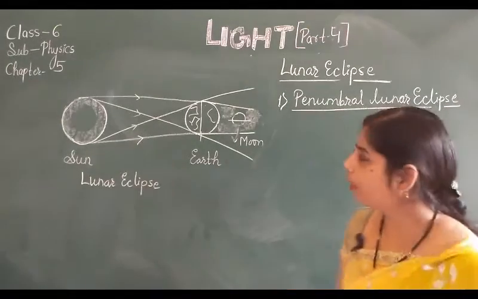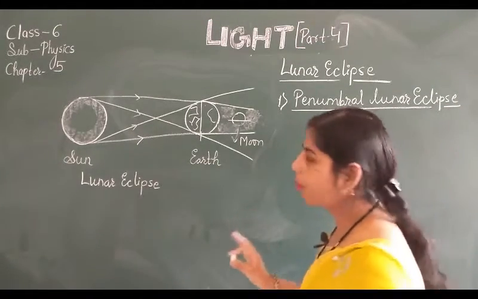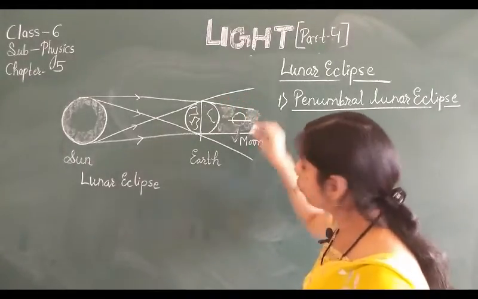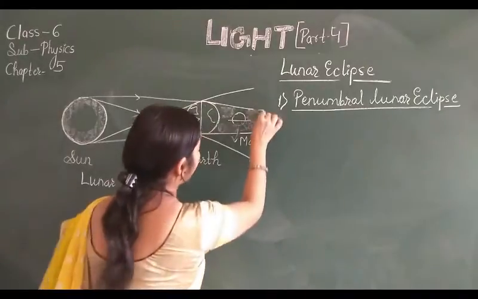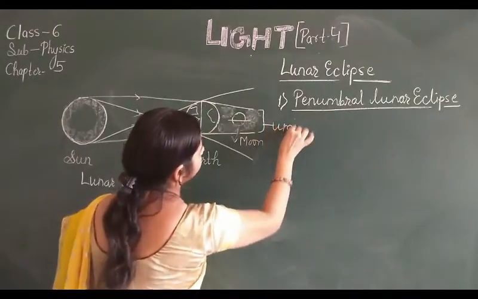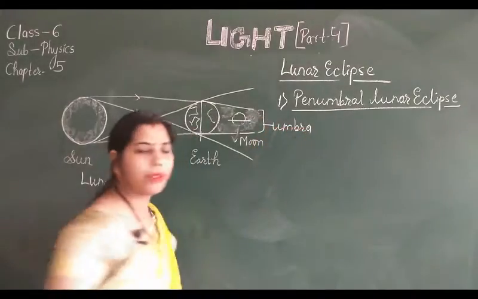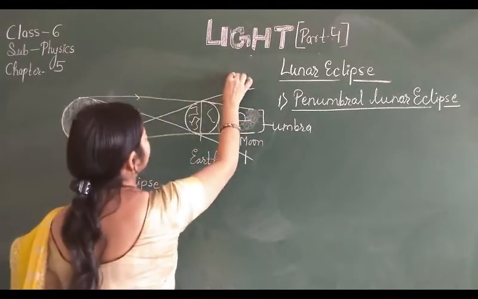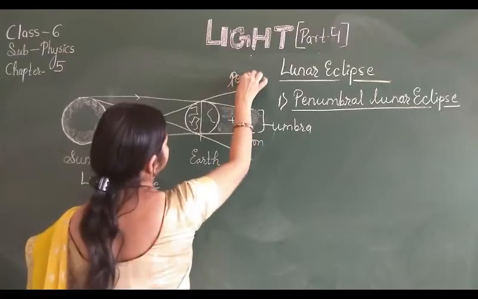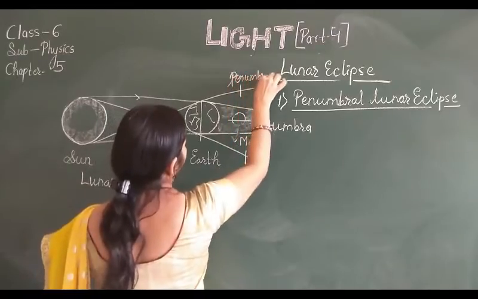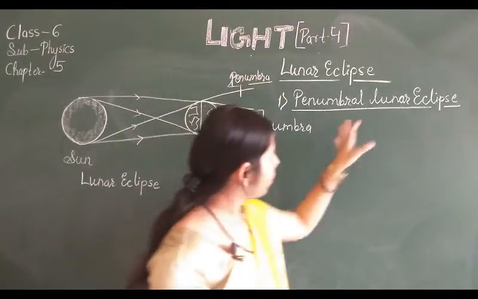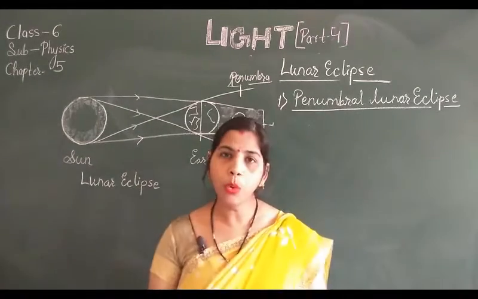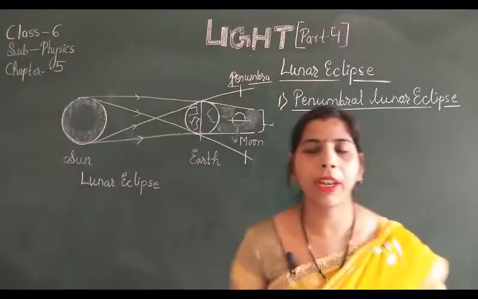When a penumbral lunar eclipse occurs, you must know, because previously I taught you that the complete dark region is known as the umbra. That means this is the umbra region, and the region which is present around the umbra is called the penumbra. Now it is related with the penumbra. That means what happens when the moon crosses the Earth's penumbra.